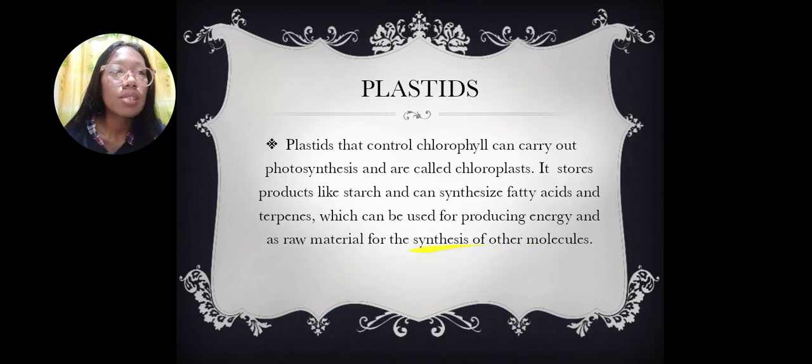So the next one is the plastids. Plastids that contain chlorophyll can carry out photosynthesis and are called chloroplasts. They store products like starch and can synthesize fatty acids and terpenes, which can be used for producing energy and as a raw material for the synthesis of other molecules.